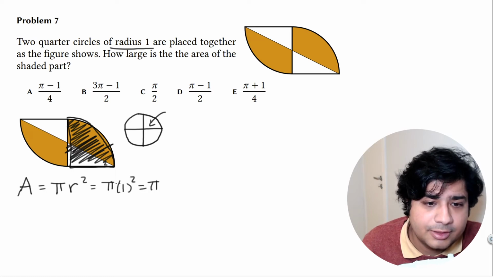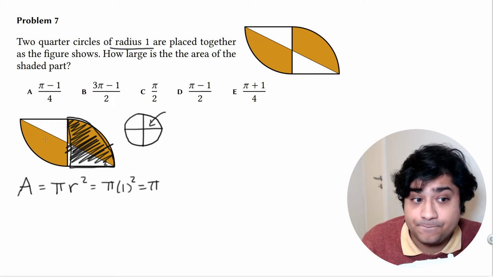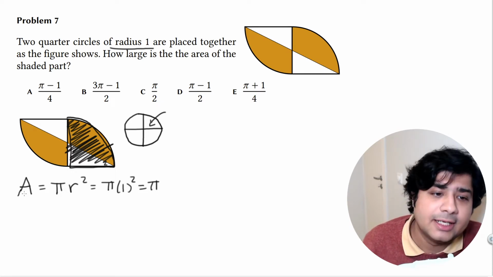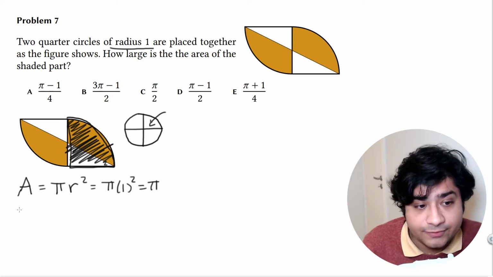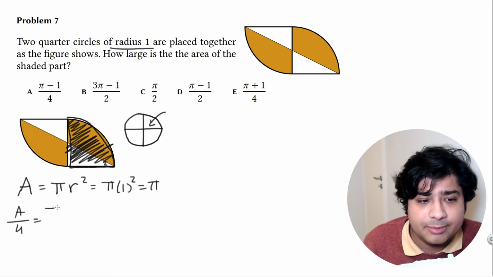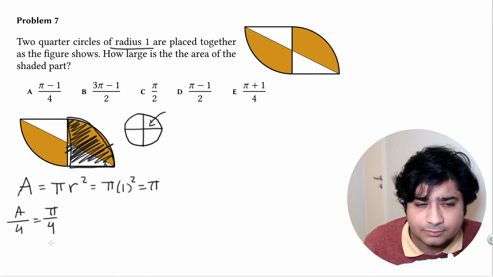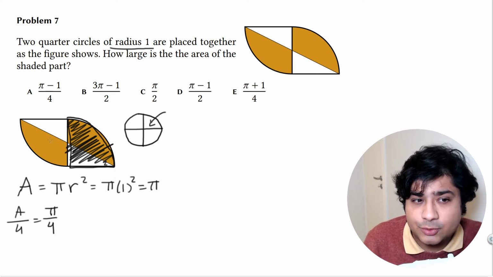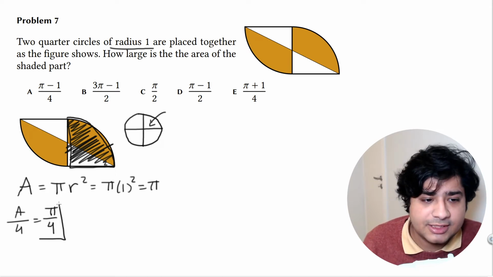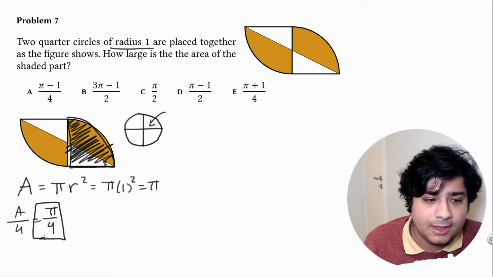All right. So the area of the entire circle is pi. Of course, we're only dealing with a quarter of it. So how much would that be? The area divided by 4, so pi divided by 4. And then, of course, there are 2 quarter circles here, so that would be pi divided by 4 plus pi divided by 4. All right, so we got that information saved here.